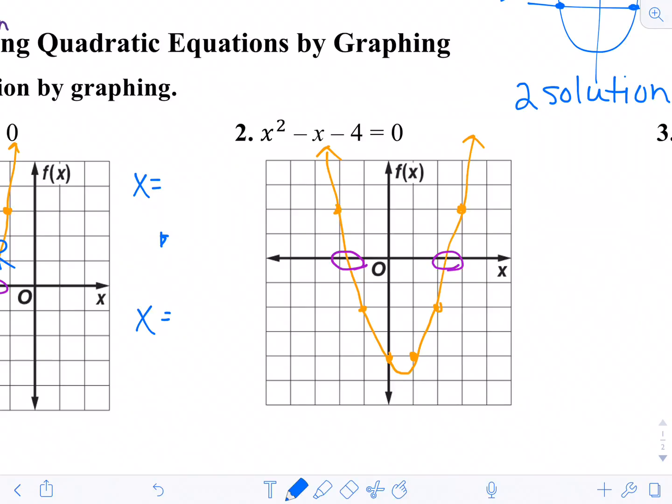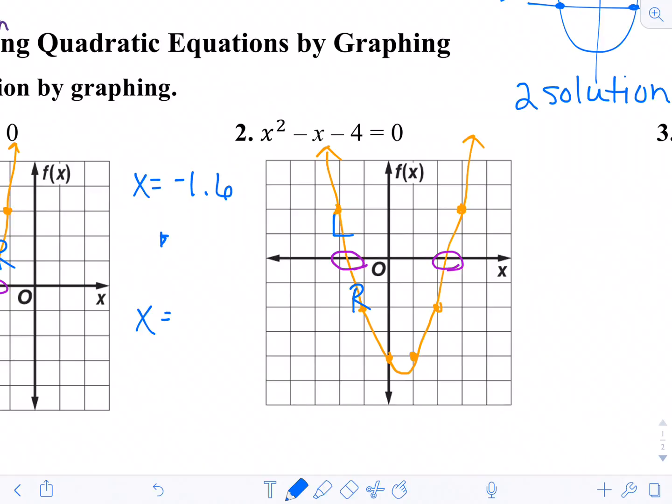Then I'm going to hit second trace, 0. Then I need the left bound of my first 0. So use your arrows, hit enter, right bound, use your arrows, hit enter. So left bound's above, right bound is below. It says guess, you hit enter one more time. This first one is negative 1.6.